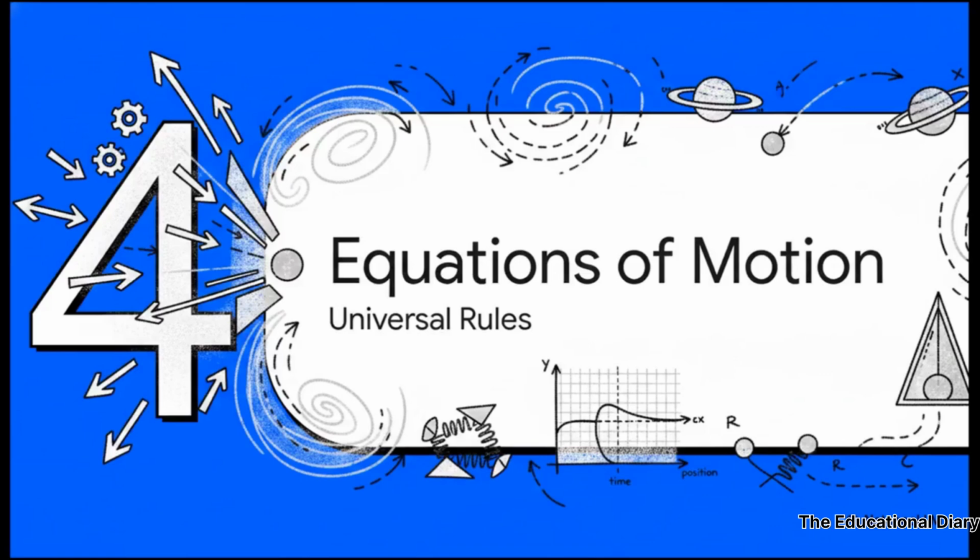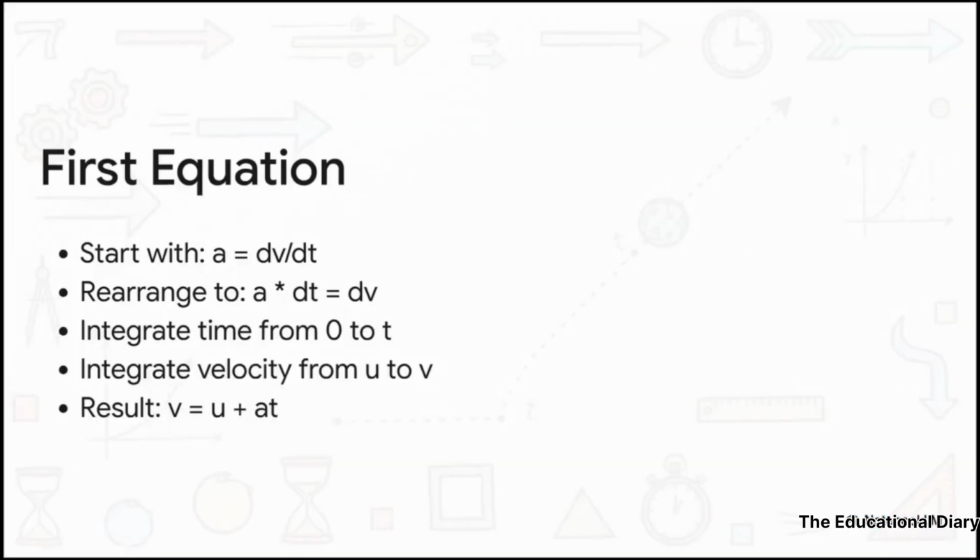Tool 4, Universal Rules, Deriving the Equations of Motion. Let's actually walk through exactly how we get the very first equation of motion. We start with our calculus definition. Acceleration equals the change in velocity over time, or a equals dv over dt. Rearrange it so acceleration times dt equals dv.